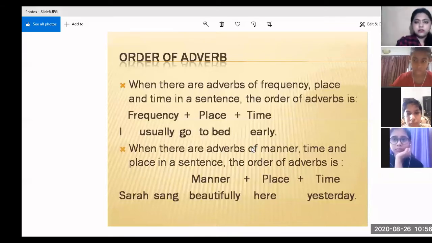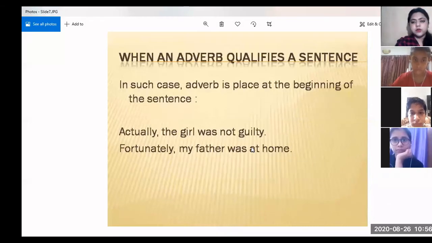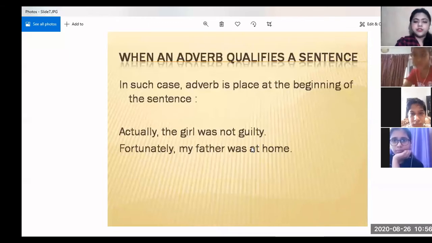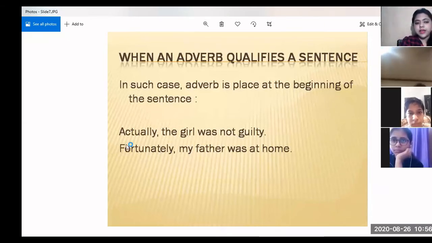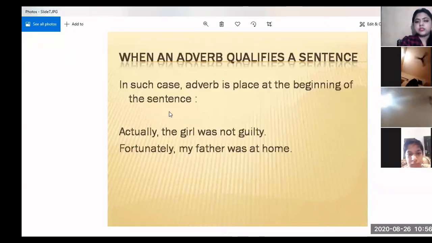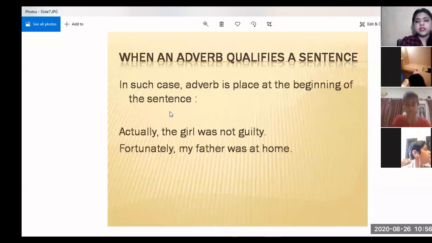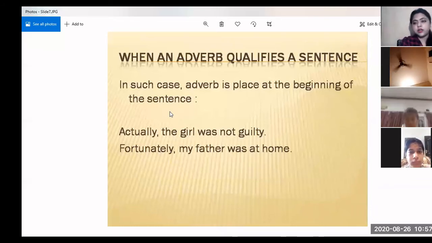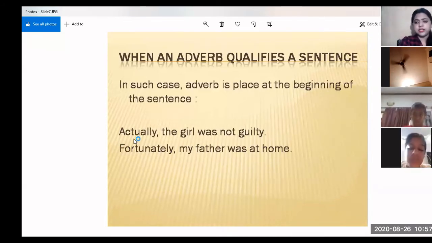Now there are certain adverbs which qualify the whole sentence. How do they qualify the whole sentence? If any adverb is affecting the whole of the sentence, then we say that it is qualifying a sentence and not a single word. For example, actually the girl was not guilty. This actually is an adverb and it is impacting the whole sentence, right? Such adverbs, when they impact the full sentence and not a single word, are placed right at the beginning of the sentence.